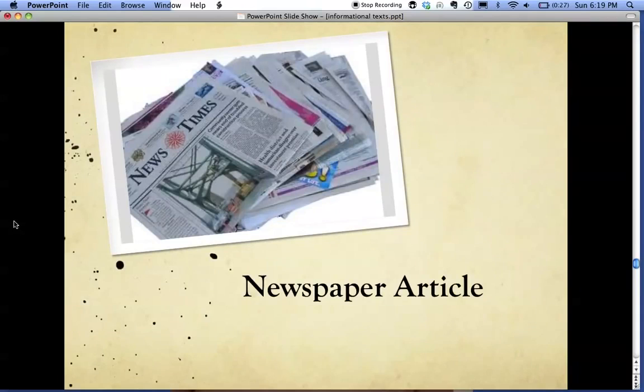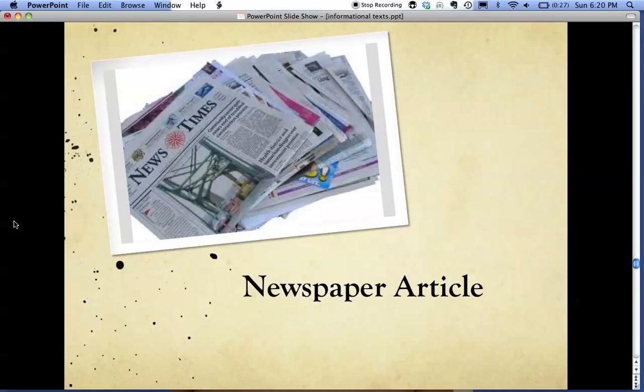So the first type of informational text is a newspaper article. A newspaper article, the purpose is to inform people about current events, things that are happening in the world around them. So your parents may have newspapers lying around the house. You may or may not have read some of the articles, but the purpose is to tell us what is happening currently. So newspapers come out every day telling us what is happening in the world that day. And the audience, the people who are interested in this text, are people who want to be informed about what's happening in the world around them.